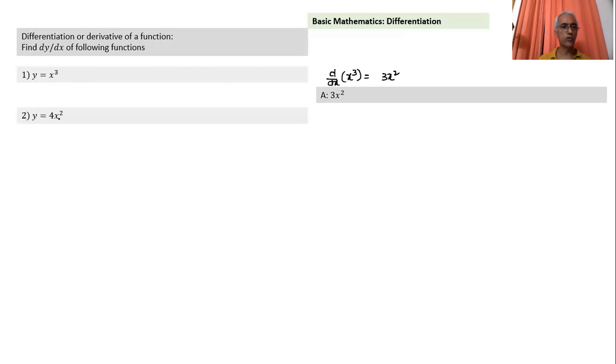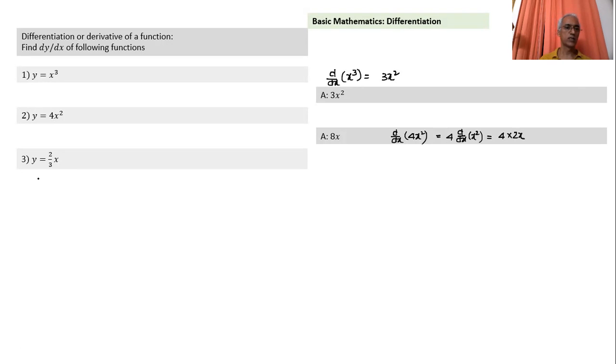Second one: if y is equal to 4x squared, what is its derivative? Again, pause, solve, and check. The answer is 8x. How do we get it? It is d by dx of 4x squared, and since this is a constant coefficient, the constant can be taken out of the derivative. So it is 4 into d by dx of x squared, and the derivative of x squared is equal to 2x. So that's how we get this derivative.